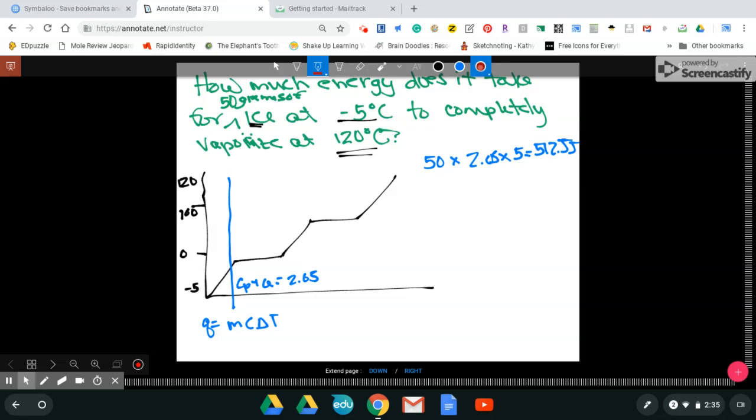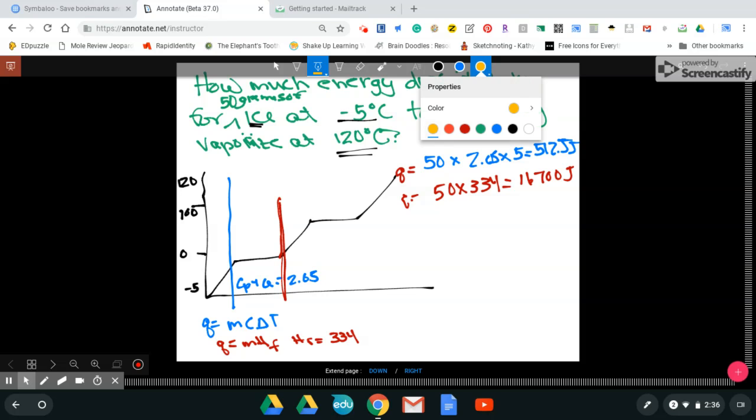Now, at this point, I'm going to use a different color. At this point, there's no temperature change. So you've got to use a totally different equation. You're going to use Q equals MHF. HF is the heat of fusion. So that's the amount of energy it takes to melt or freeze something. The HF value is 334. So now substitute in. So Q equals 50 times 334, which is going to give me 16,700 joules.